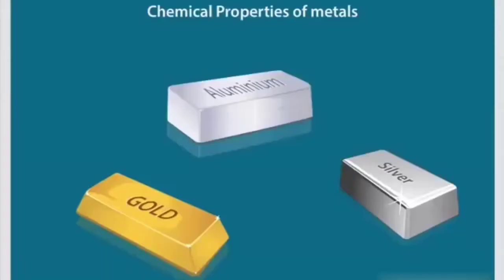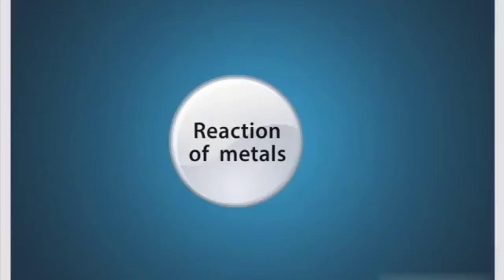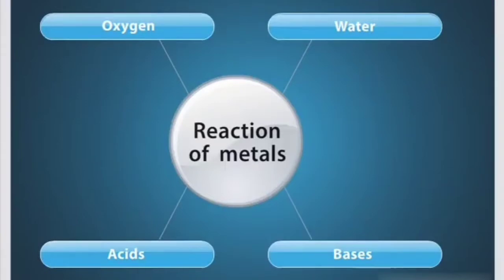Today we are going to learn chemical properties of metals and non-metals. First one, chemical properties of metals. Here we will discuss the reaction of metals with oxygen, water, acids and bases. First, reaction of metals with oxygen.